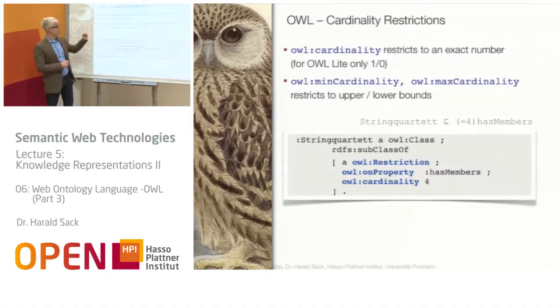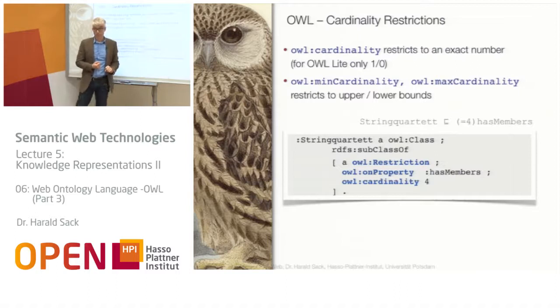Here, just as a reminder for OWL Lite, the old version of OWL, OWL 1, and therefore the dialect OWL Lite, only allowed the restriction 0 and 1. For OWL DL and OWL 2, the restriction in cardinality holds for any exact number. And on the other end, you can also set upper and lower bounds with the help of OWL min cardinality and OWL max cardinality. And now we can define a string quartet, and we say a string quartet always has exactly 4 members.